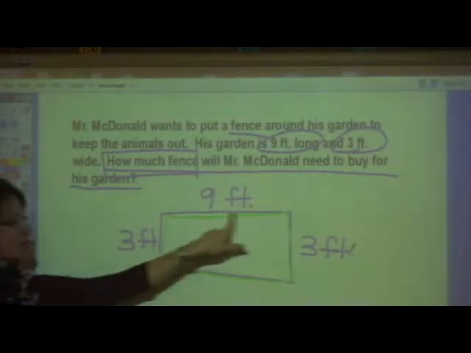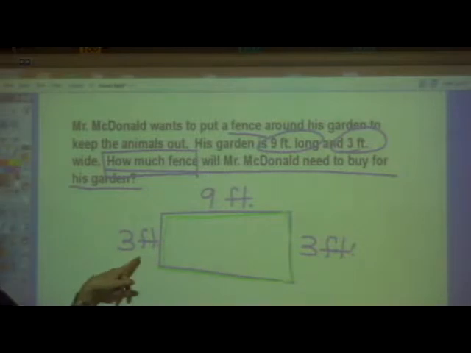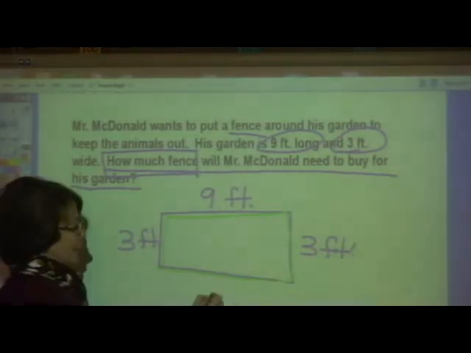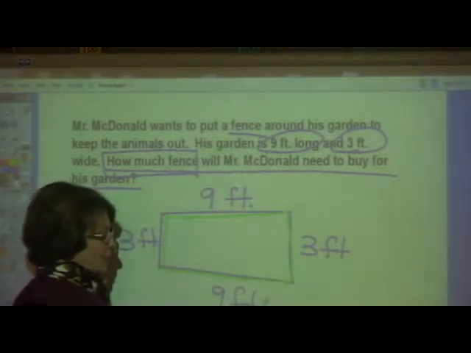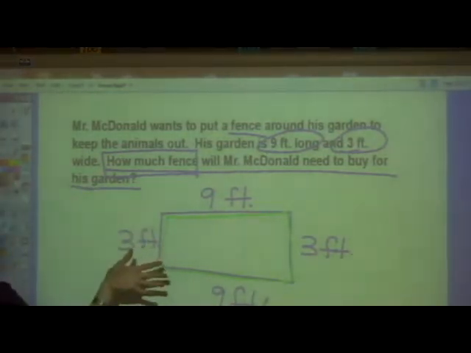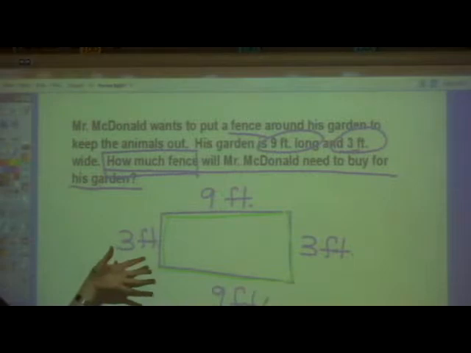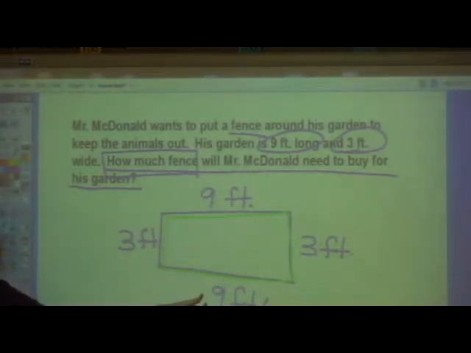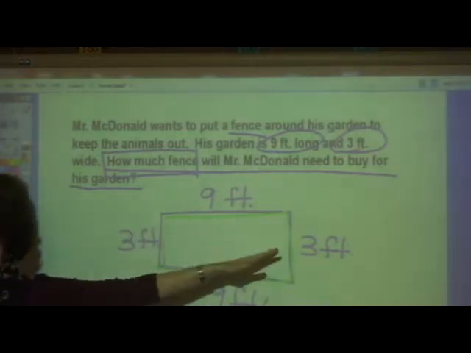Okay. Is our garden fenced in yet? No. Still not fenced in, so we have to get this measure. So what would this be? 9 feet. And then we would go back, we also would mention that they know characteristics, properties of rectangles, that opposite sides are always equal length. We tie that little bit of geometry in.